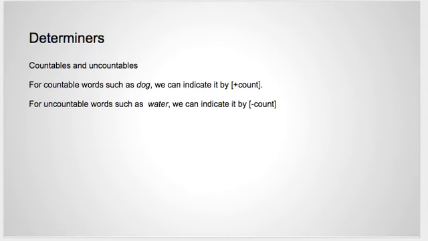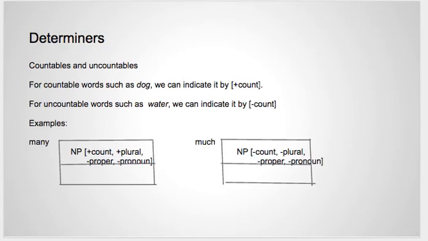Now for countables and uncountables. For countable words such as dog, we can indicate it by writing plus count. And for uncountable words such as water or hair, we can indicate it by saying minus count. For instance, many and much. For many, we can indicate it by saying noun phrase plus count plus plural, because you would say many dogs, many cats, minus proper, and minus pronoun. But for much, you can say much work. It would be minus count because it's uncountable, minus plural since it takes the form of a singular word, minus proper, and minus pronoun.